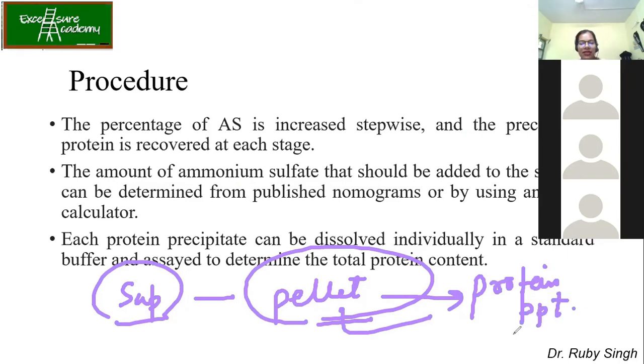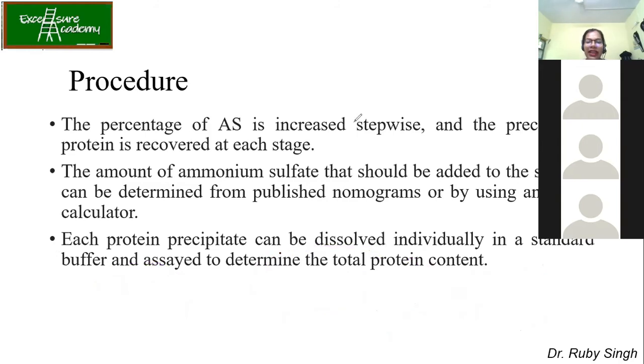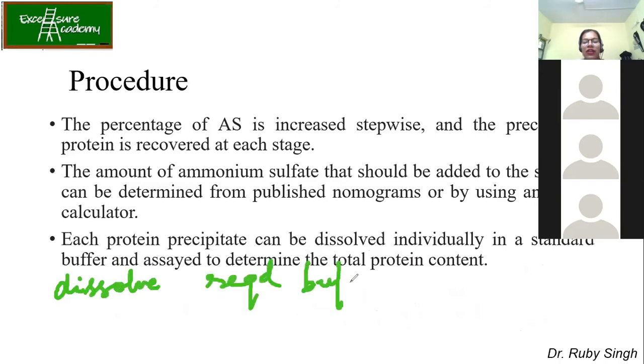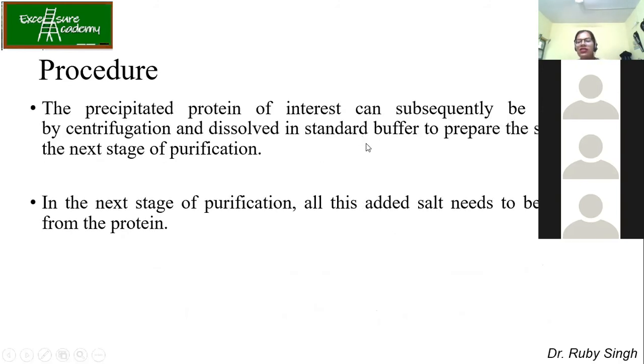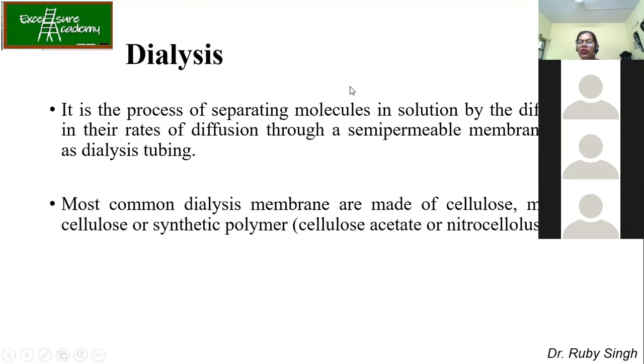Now take this protein pellet and dissolve it in your required buffer. When you dissolve it in the required buffer, you have to go for another step, which is called dialysis. So now let's talk about dialysis. In the next stage of purification, all the salts need to be removed from the protein, for which we are going to do dialysis.